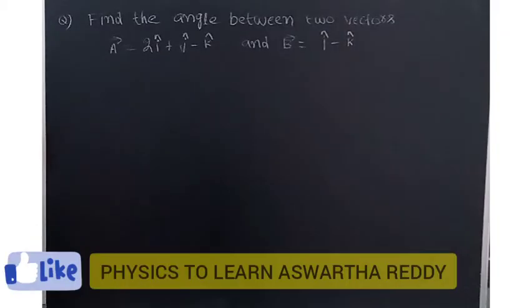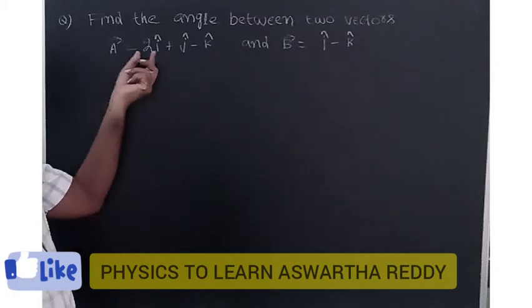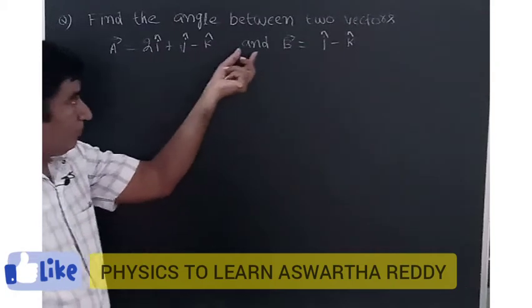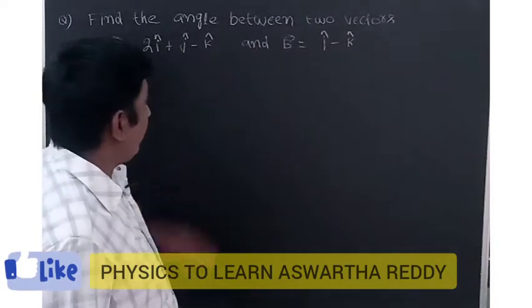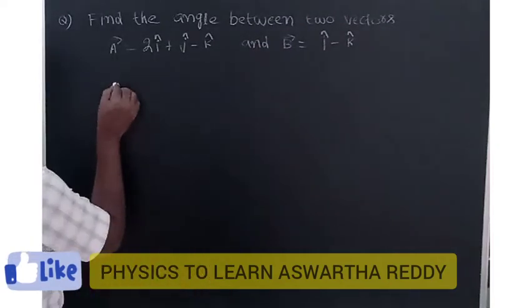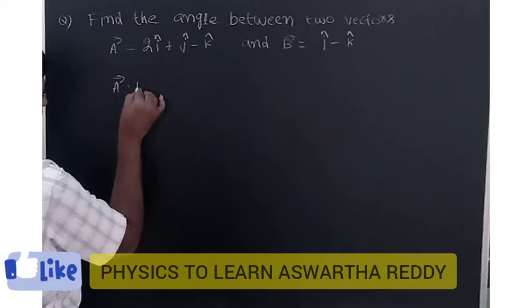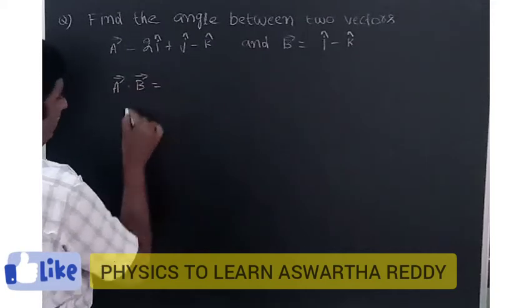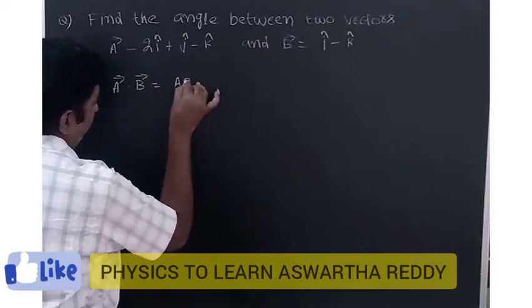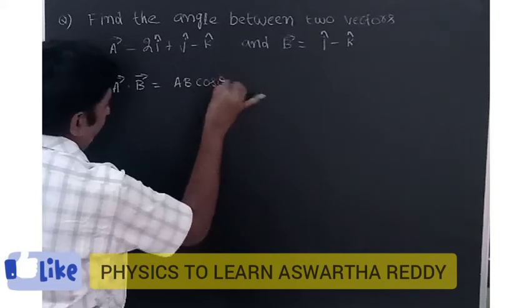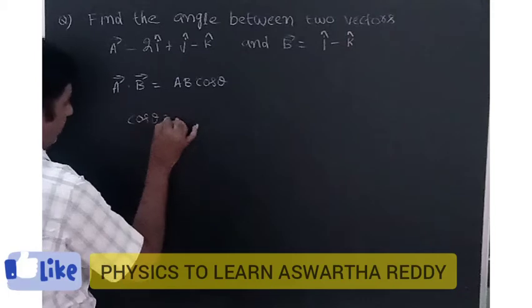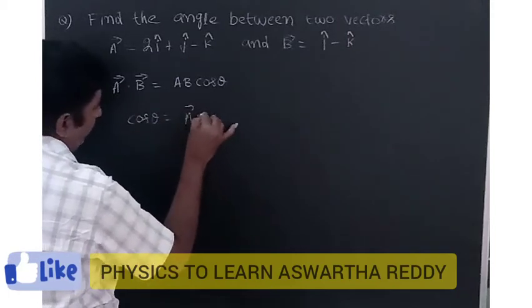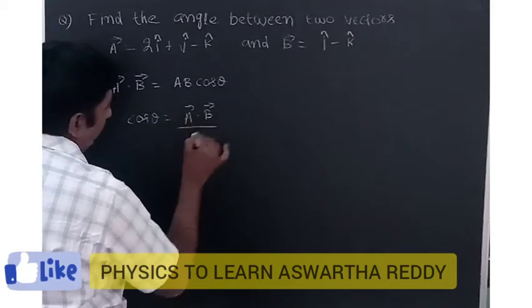Now a small example: find the angle between two vectors. A vector equals 2i cap plus j cap minus k cap, and B vector is equal to i cap minus k cap. They asked to find the angle between them. With the help of the dot product, A vector dot B vector is equal to AB cos theta. You know this very well. So with the help of this, cos theta is equal to A vector dot B vector by AB.